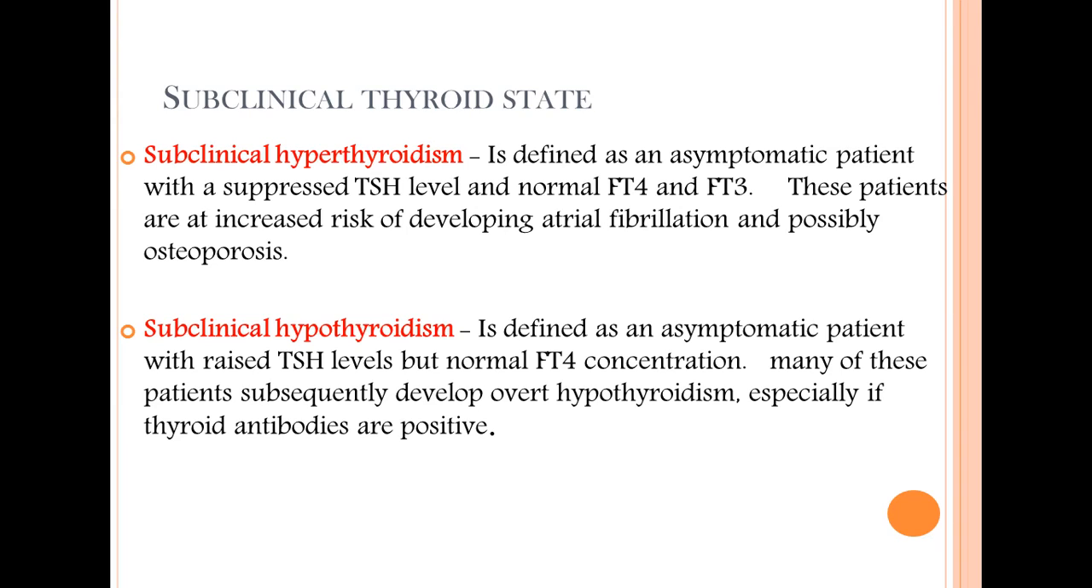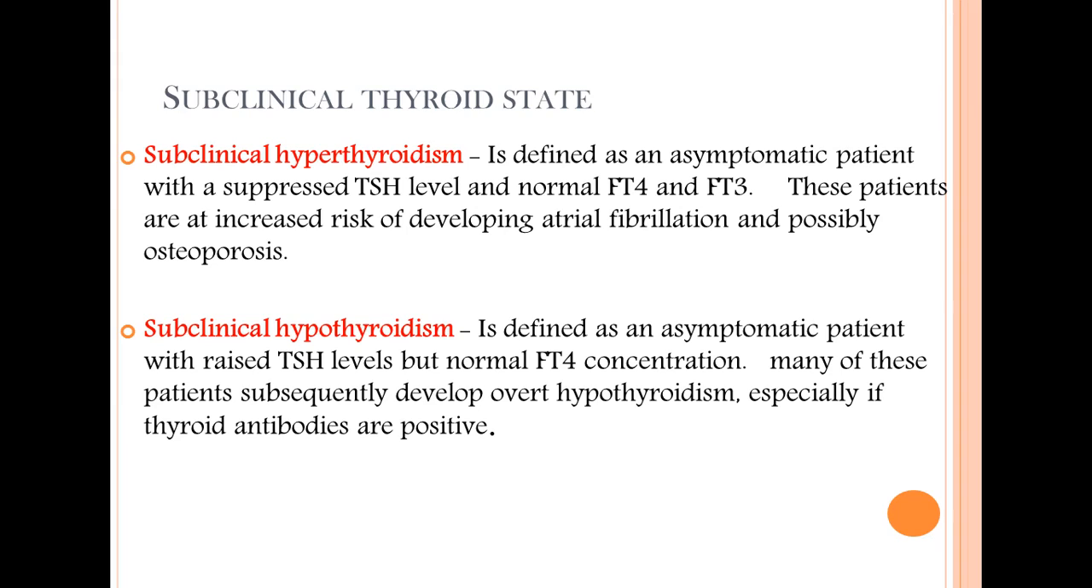In case of subclinical hyperthyroidism, the patient may be asymptomatic but have a depressed or decreased level of TSH and a normal free T4 and free T3. While in case of subclinical hypothyroidism, the plasma TSH concentration is raised, but the total or free T4 are still within the reference range.